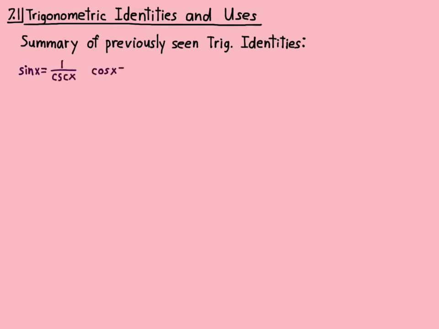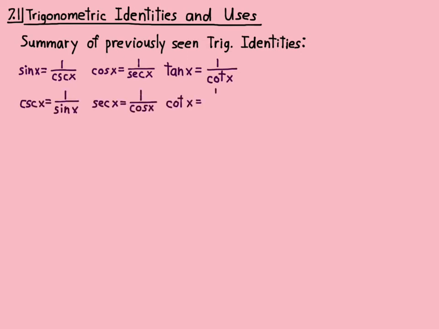Sin x equals 1 over cosecant x, cosine x equals 1 over secant x, tangent x equals 1 over cotangent x, cosecant x equals 1 over sin x, secant x equals 1 over cosine x, cotangent x equals 1 over tangent x. These are the reciprocal identities. Okay, and you really need to know those.